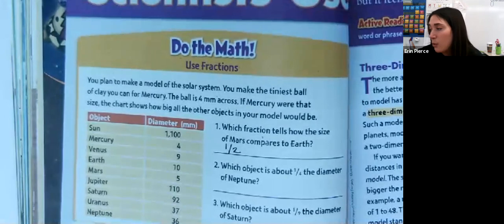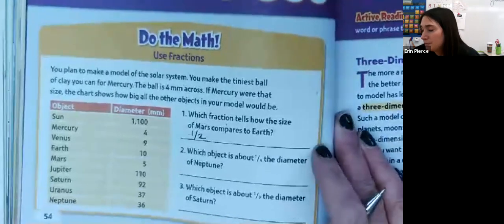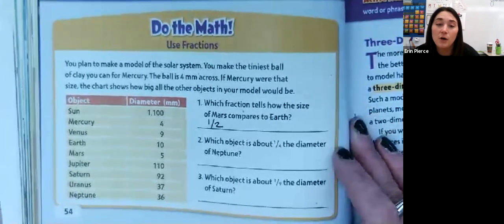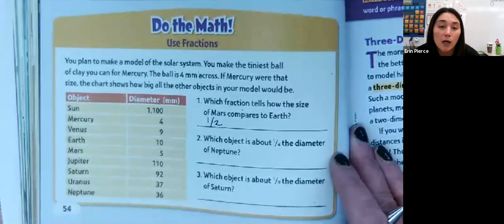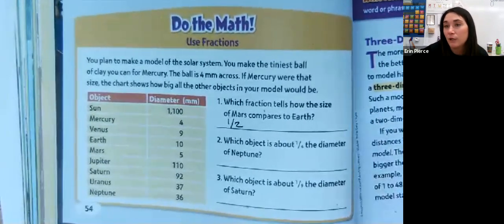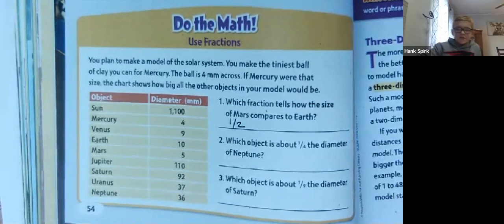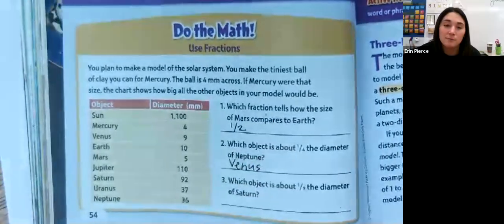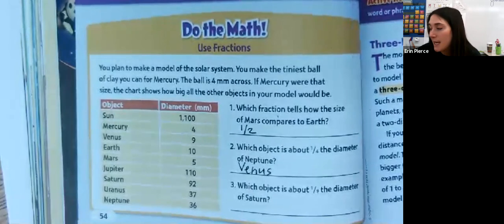Which object is about 1/4 the diameter of Neptune? Neptune is 36. Think of 1/4. So basically I am dividing 36 by 4. Which one tells me the answer? What do you think? Hank, what do you think? Venus. Venus is our answer.